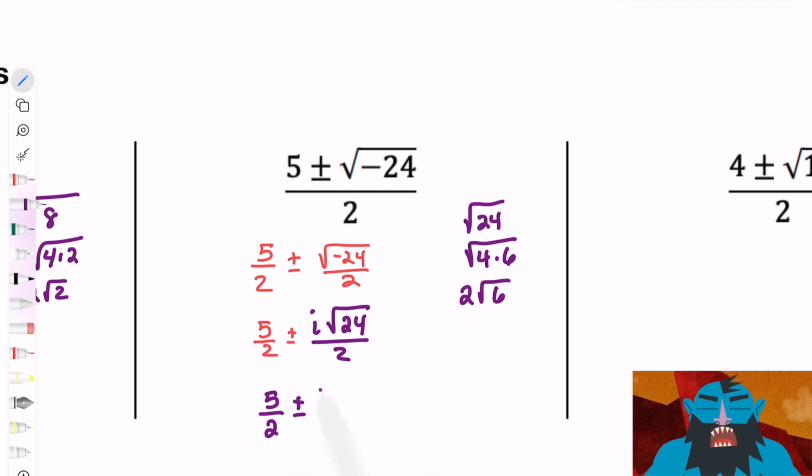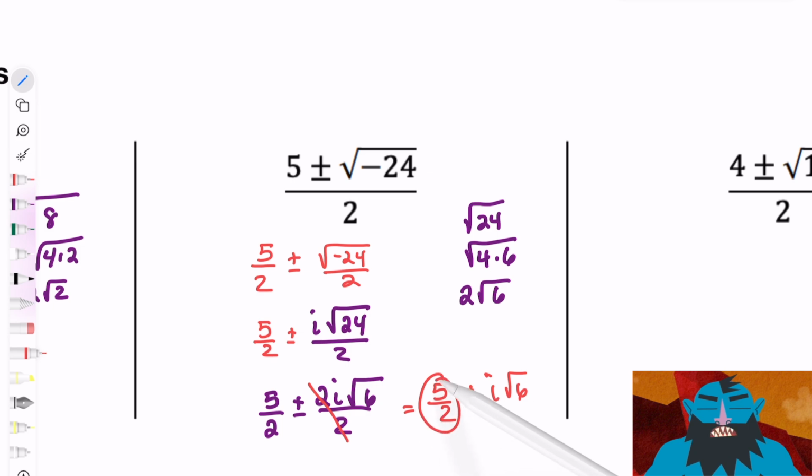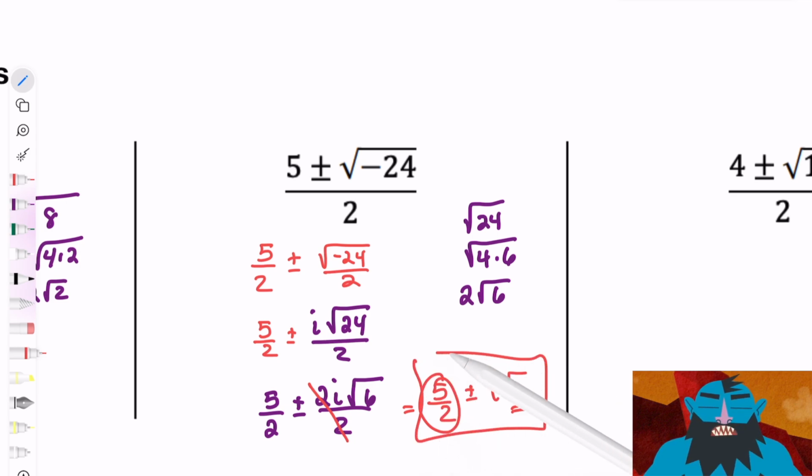So the 2 is out there now, and there's already an i out there. So 2i root 6 over 2, and hopefully you see it there. Those 2's are going to give you a 1. So it's 5/2 plus or minus i root 6. There's the real part, and there is the imaginary part, the part that the i is multiplied by. Okay, this is our full answer of how it simplifies.